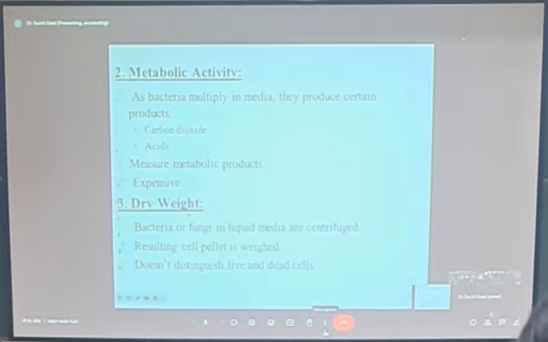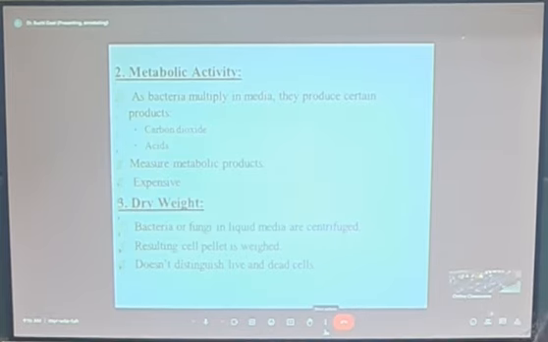Again the problem is you cannot distinguish between live and dead cells. So that's the way you can indirectly measure the growth of bacteria.